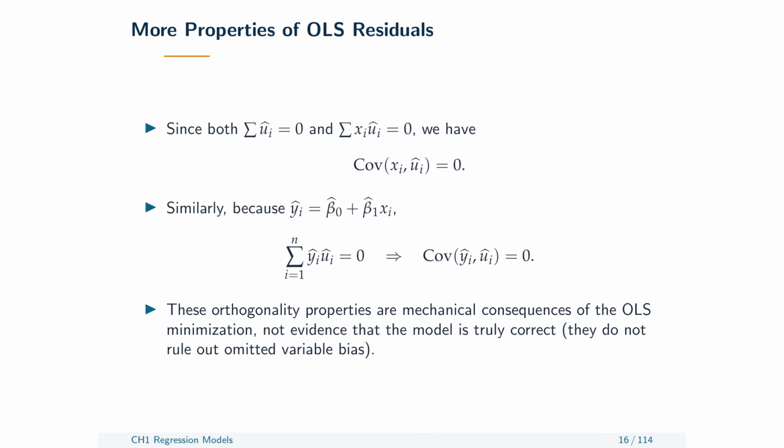Orthogonality must not be confused with model validity. OLS mechanically makes the sample covariance between included regressors and residuals equal to 0. It does not prove that the population error is unrelated to x. An omitted variable can bias the slope, even though the fitted residuals satisfy every OLS normal equation exactly.